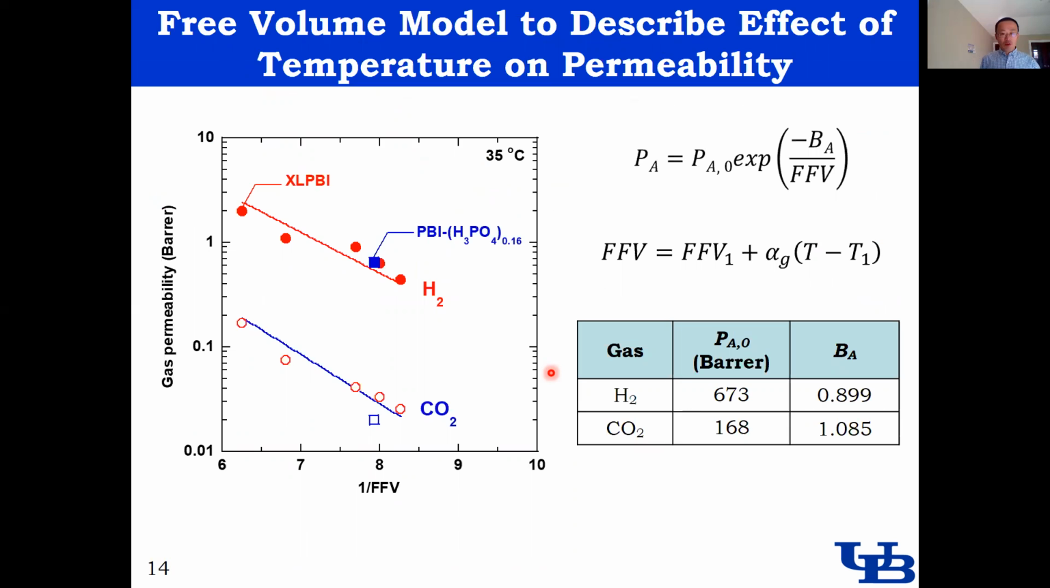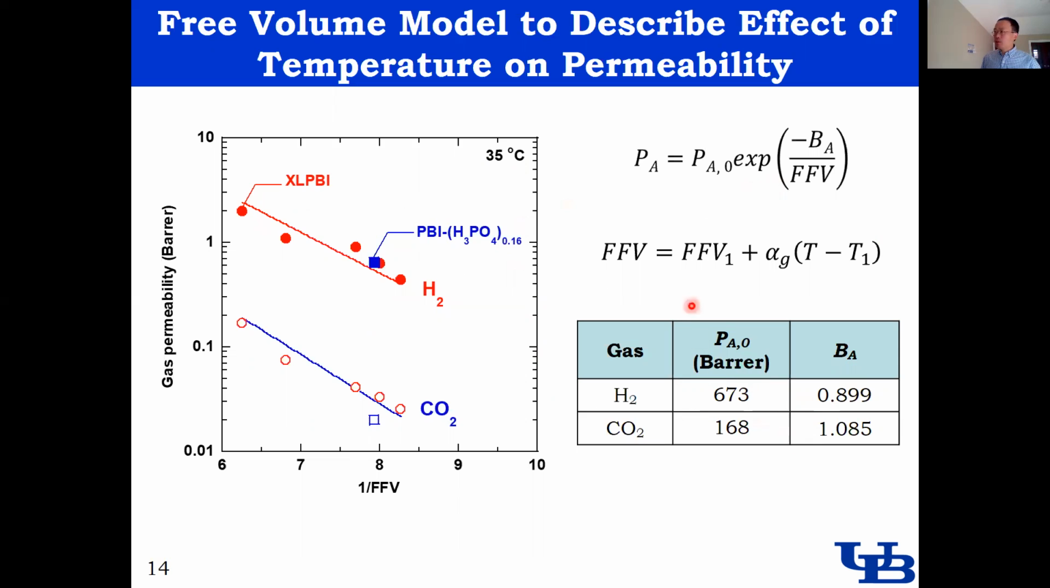Can this free volume model describe this temperature effect or not? So first we look at the materials at 35 degrees C. We're able to model the cross-linked PBI with the TCl or acid-doped PBI with this model for both hydrogen permeability and CO2 permeability. And as you can see here, these are the coefficients we derive.